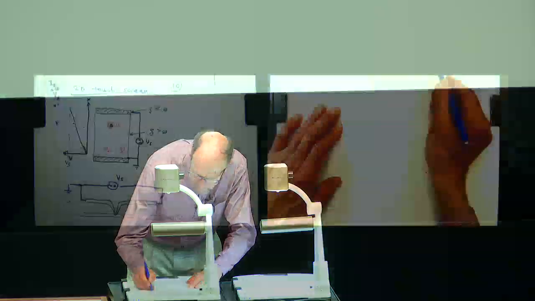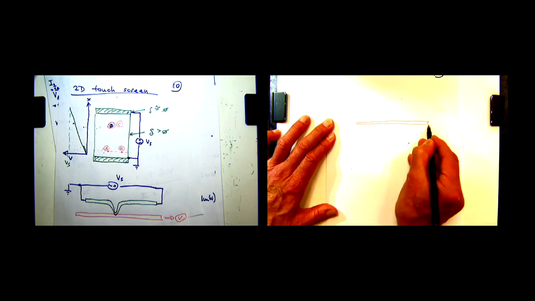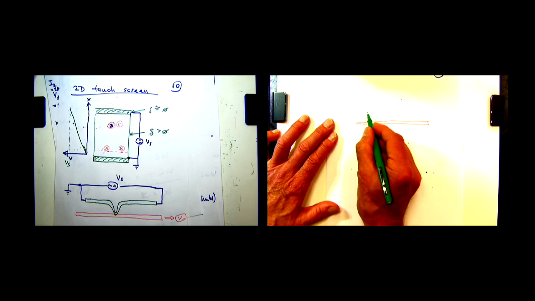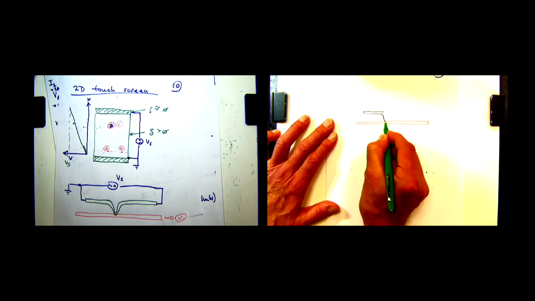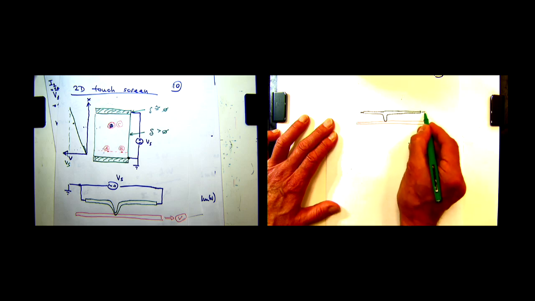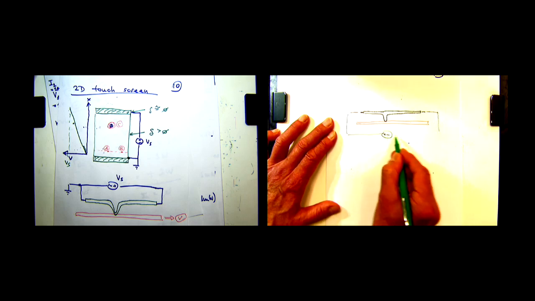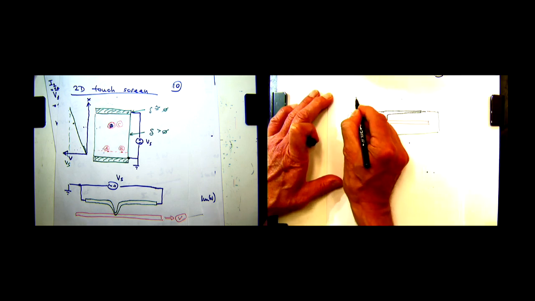So let's go and think about whether we couldn't somehow make this a little bit more clever. It's still a 2D touchscreen. So what we have is a first layer for the first touch screen. And again, that one is maybe like this. And it's contacted here. So VS, let's say, goes across here. And then we have a second touch screen, and that one also needs a layer that corresponds to the red layer.